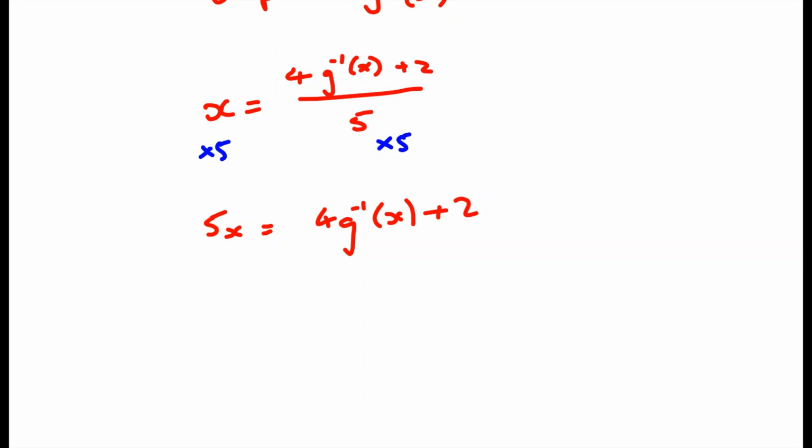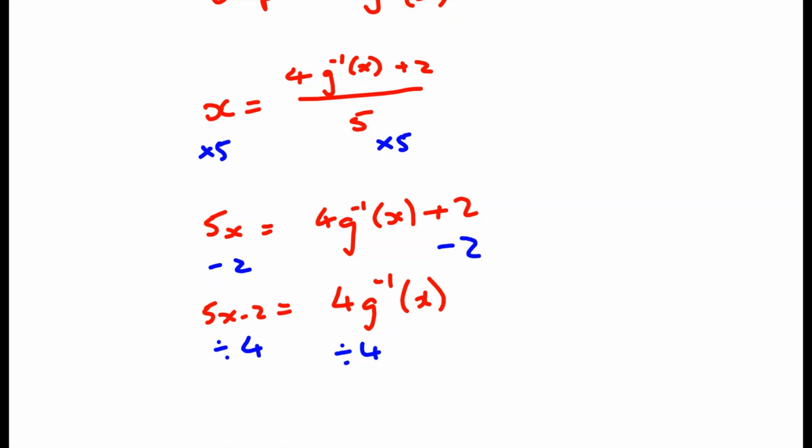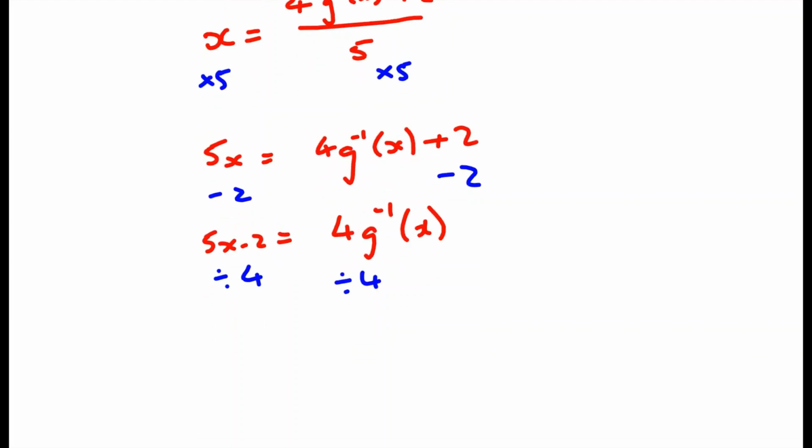How do we get rid of that plus 2? Well, we're going to take away 2. And finally, we've got a multiplied by 4. So we're going to divide by 4. So we're going to have 5x take away 2 all over 4 is our inverse function.